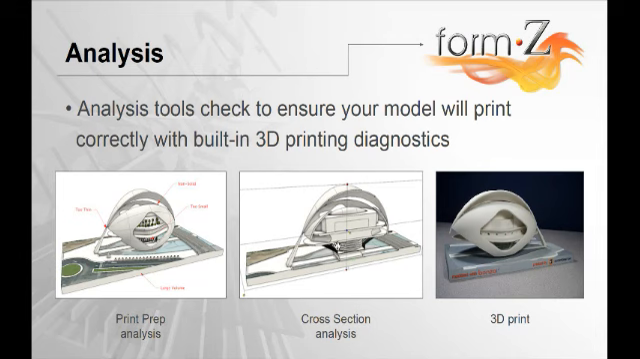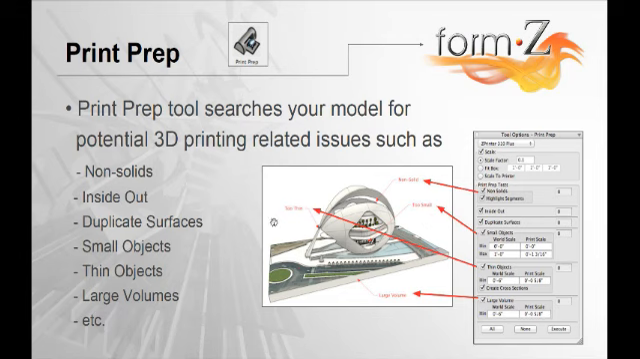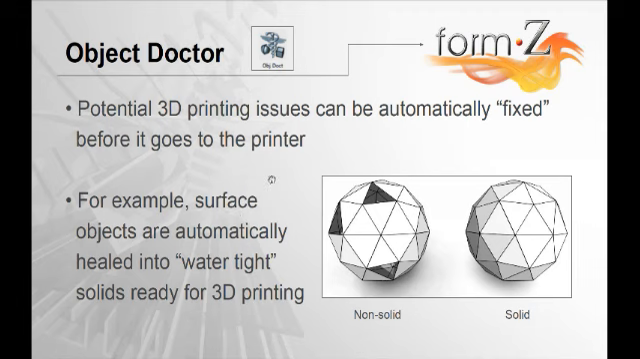You do some live dynamic cross sections before you go to the 3D printer. And you can see there's a long list of things that the print prep tool will look for and highlight for you. And with the Object Doctor tool, it'll actually fix a lot of these things. If you want to make sure you have a watertight object, you can just run the Object Doctor on it. It looks for 25 different things, and it'll highlight which things are not good, and it'll attempt to fix those for you.